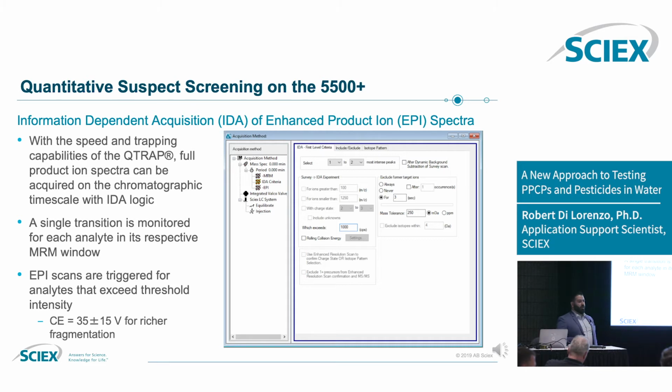So the way I did this was I monitored a single transition instead of 2 transitions for each analyte, and then used the EPI scan as a qualifier instead of just looking at an ion ratio. And I used a collision energy of 35 with a spread of 15 to make a richer fragmentation pattern. 1, that's why we use that, but 2, that's the way pretty much all SCIEX libraries are acquired, so we can get really nice library matches for that.